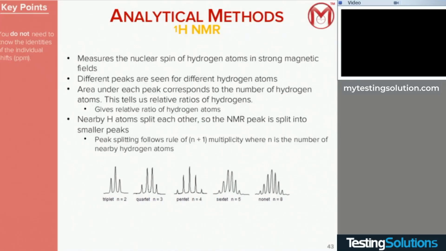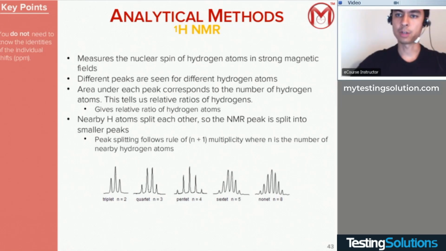So the next analytical method that I want to take a look at is nuclear magnetic resonance, specifically in the context of proton NMR. Now, this is another qualitative tool, like mass spectrometry, where we want to understand the nature, the structure of a molecule. NMR, nuclear magnetic resonance, refers to the way that the nucleus responds to a magnetic field.